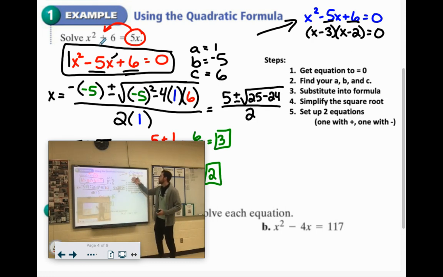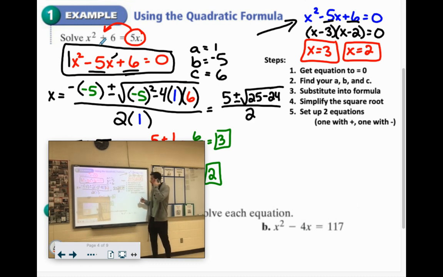And then you're like, it says x minus 3, so x equals 3. It says x minus 2, so x equals positive 2. If you can factor and you're comfortable with factoring, you get the same answers. So if you recognize that you can factor it, you can save some time. Look how much less work that is than the quadratic formula.